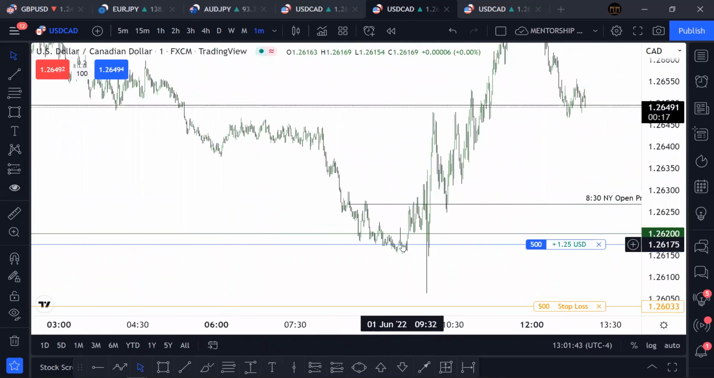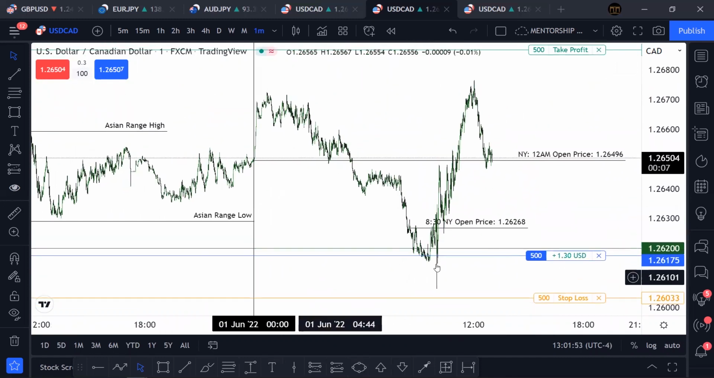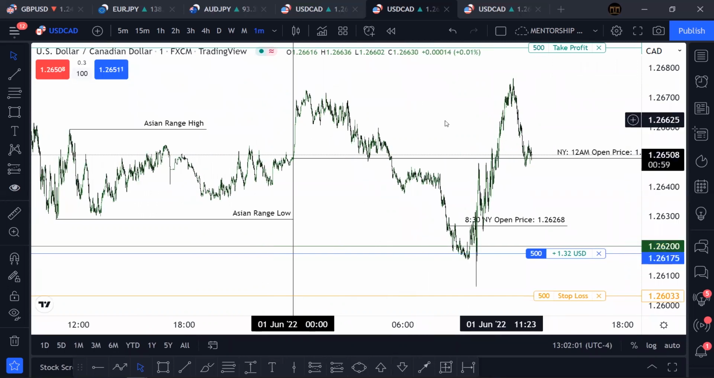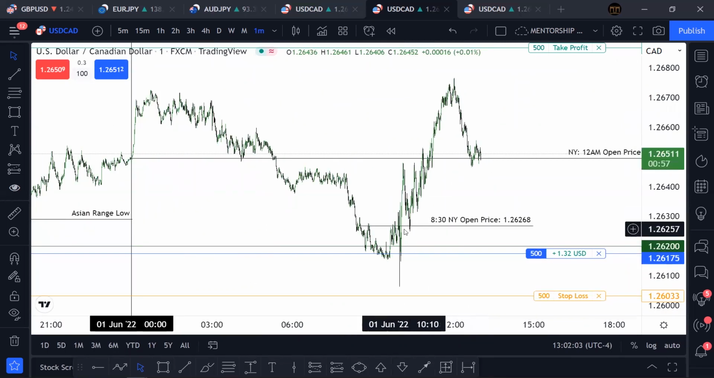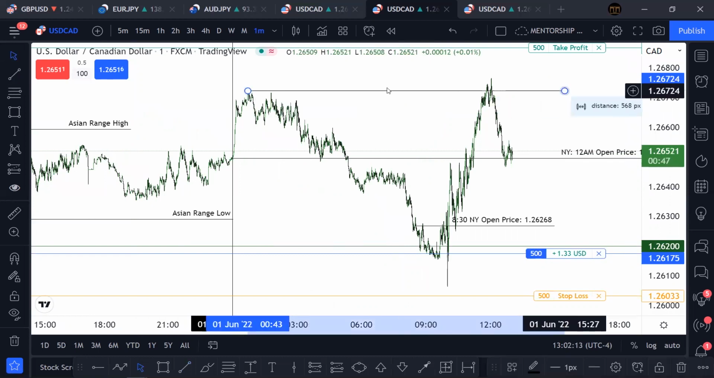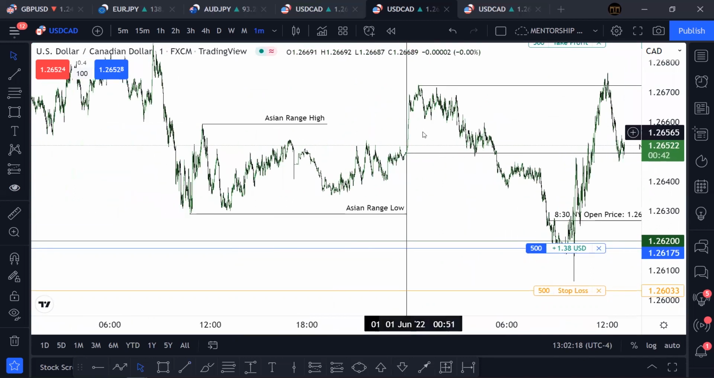I bought below here, price rallied, dropped again. It didn't hit my stop loss because I had put my stop here. And it rallied. It gave me 50 pips, but I'm still trading now. On my live account, I am out, but on my demo account on TradingView, I am still trading this. And were these highs taken? Yes. The New York, so the London, this high was taken.